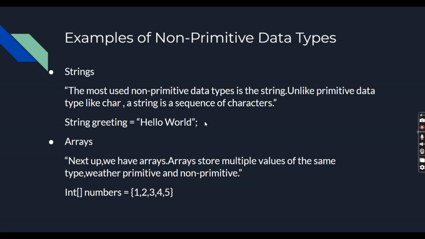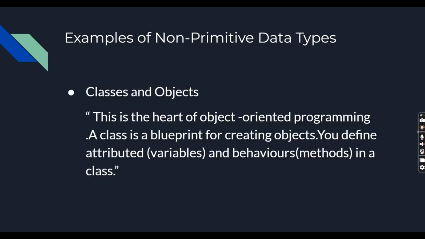The other is array. Next up we have array. Arrays store multiple values of the same type, whether primitive or non-primitive. This is called array initialization: int is the type of array, then the array name and array elements, right? The size of an array is fixed once it is initialized. So if you need more flexibility, you want something like classes and objects.